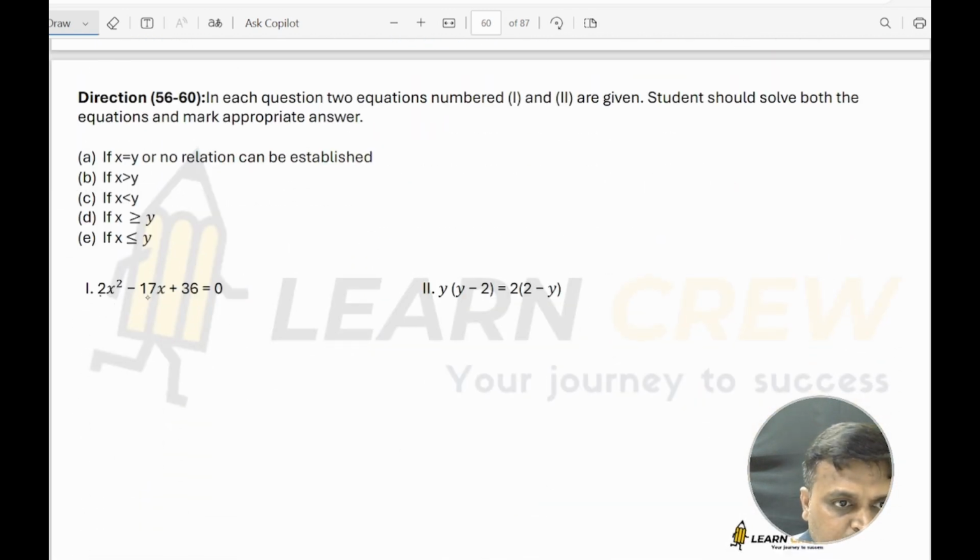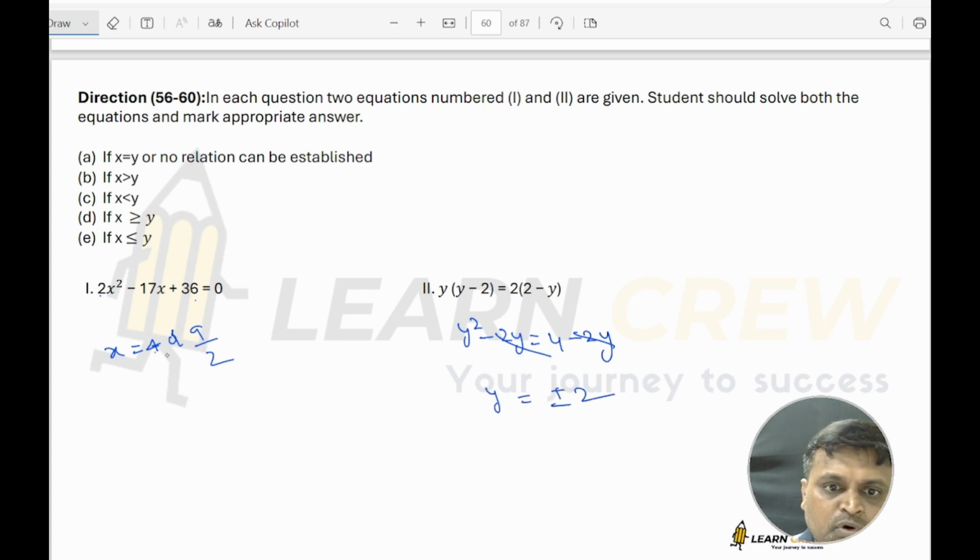Next here, 2 into 36 is 72. So minus 9, minus 8. So you can say here x is 4 or 9 by 2. And y into y minus 2, y square minus 2y is equal to 4 minus 2y. So here y is equal to plus or minus 2. So 4 is greater than 2. 4 is greater than minus 2. 9 by 2 is greater than 2. 9 by 2 is greater than minus 2. So I can say x is greater than y. So x is greater than y. Option B.